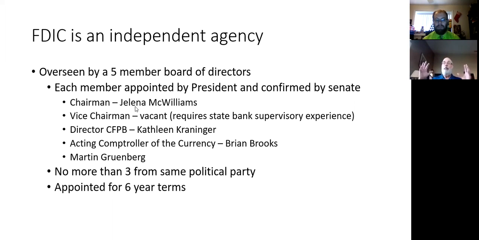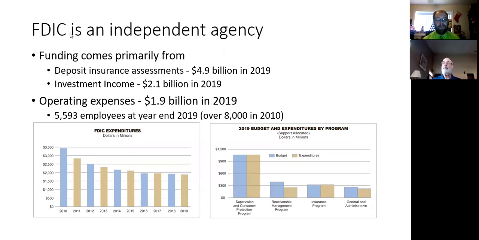So that's the independence. It's run by this 5-member board. And its funding doesn't come from the government, from your tax dollars. The funding comes from deposit insurance assessments. So each insured bank pays annually money to the FDIC for its deposit insurance. So in last year, in 2019, the FDIC got $4.9 billion in deposit insurance assessments.